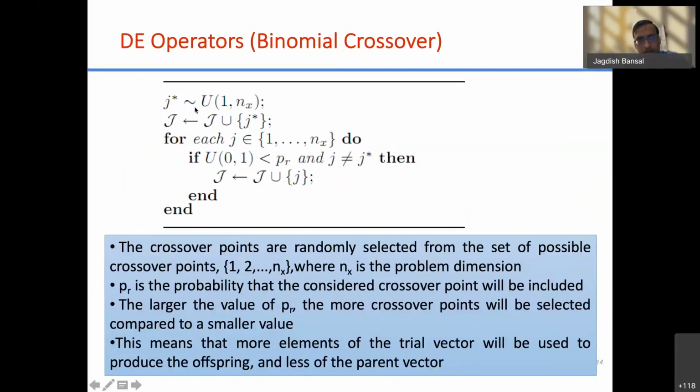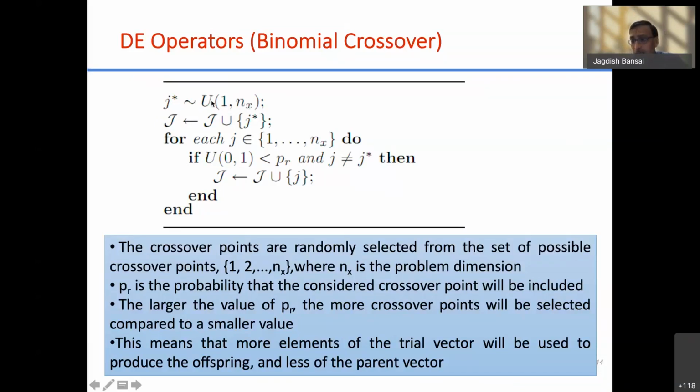First of all, in this slide I'm explaining the construction of the capital J, the set of crossover points. Let me consider that the total number of solutions is nx, meaning the population size is nx, the number of solutions in the population.